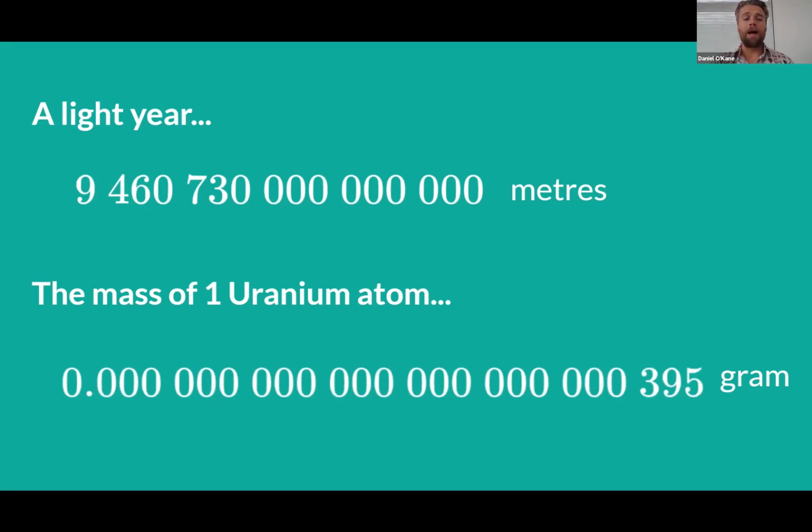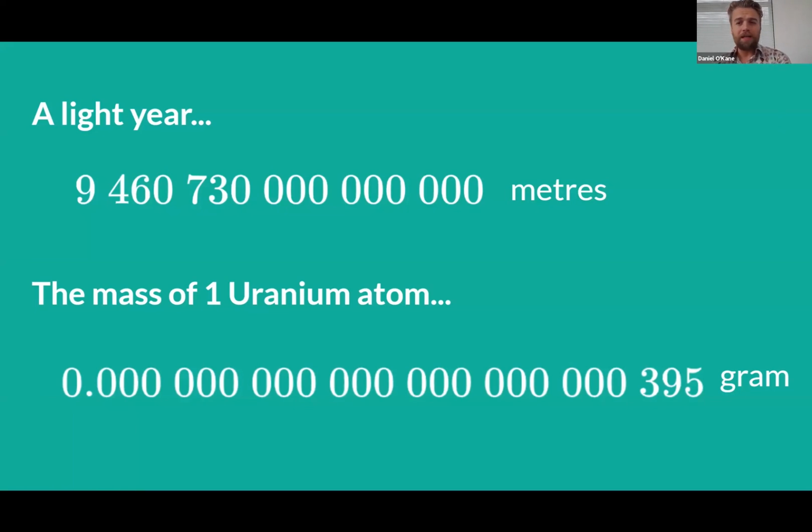Now, the mass of 1 uranium atom. Now, uranium, when you know your chemistry and physics, it's actually a heavier atom compared to the other atoms in the periodic table, but we're still talking about 1 atom. So that's really, really tiny. So if we look here, I think there's something like 18 zeros. Let me count. So it's 0.369121518, 21 zeros after the decimal point, then 395 of a gram. So that is really, really tiny.